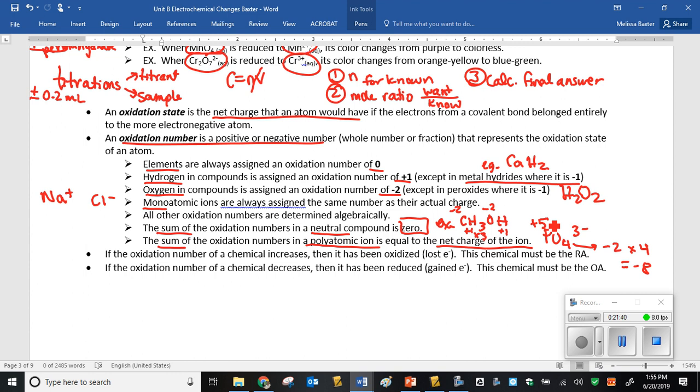But oxidation numbers can be really useful just to check and see, did this thing gain or lose electrons? Is it the oxidizing or reducing agent? You could use them to balance, but you don't have to. So if the oxidation number increases, it's been oxidized, so it's the reducing agent. If it decreases, it's been reduced, so it must be the oxidizing agent. Do you guys want to ask anything about oxidation numbers? Oxidizing, reducing agents, anything like that?